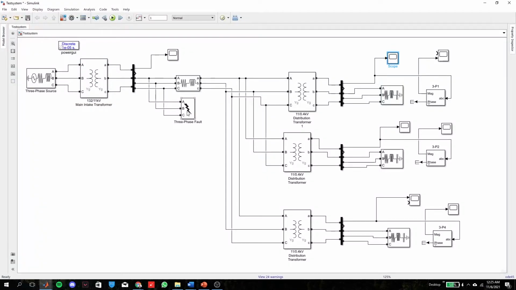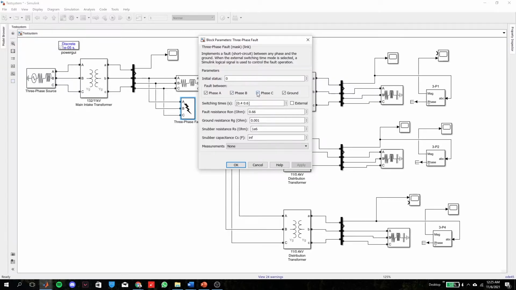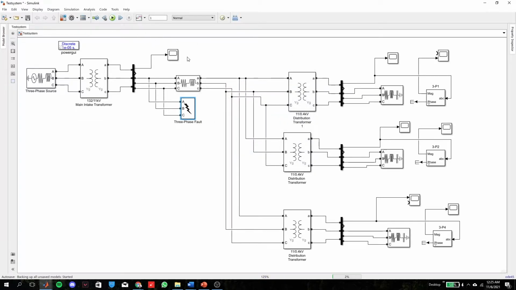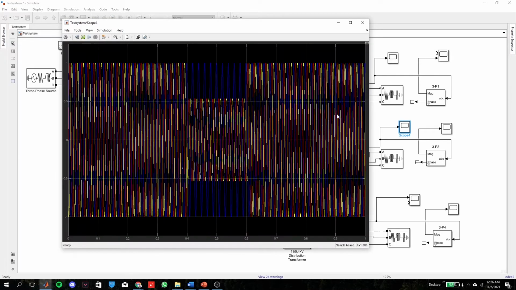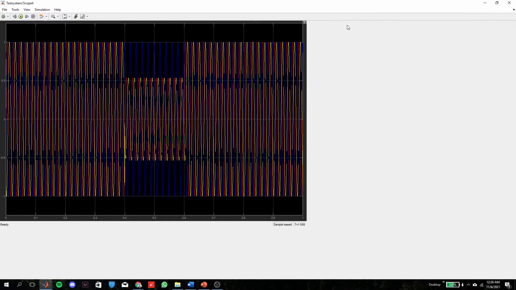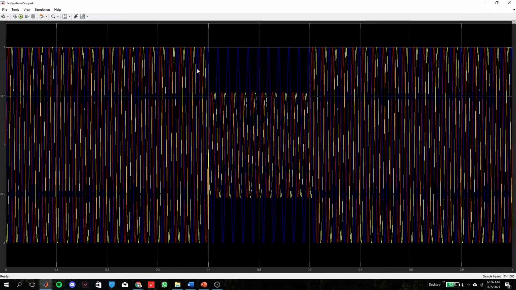For the second case, which is double line to ground fault, phase A and phase B have been chosen to experience voltage sag. As can be seen from the voltage waveform at the load side, there is a voltage sag at phase A and phase B, while no voltage sag occurs at phase C.